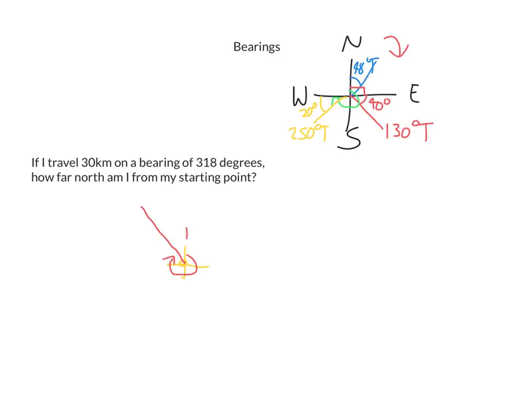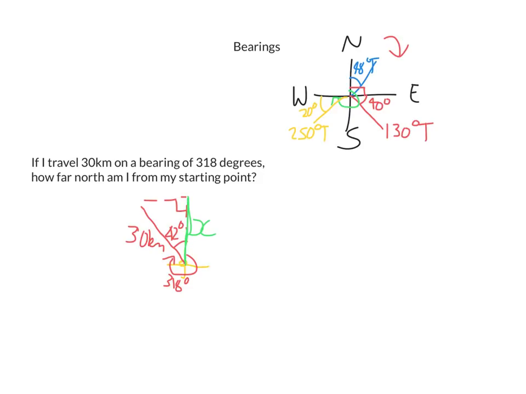I want to make this into a right-angled triangle. Of course, the north-south axis is at right angles to the west-east axis. This one here was 30 kilometers. Now, if this angle here is 318 degrees, how much more do I need to get to 360? Of course, 42 degrees. So that angle in there is 42 degrees. I want to find how far north, so I'm finding this length here, x, this line here in green.